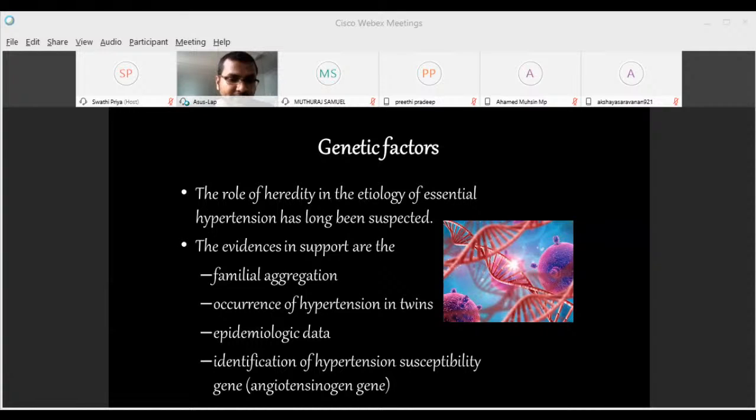That is, epidemiological data means that it deals with the incidence, distribution, and control of diseases, and the identification of hypertension susceptibility genes. Okay, and in the racial and environmental factors, various environmental factors have been implicated in the development of hypertension, including excessive salt intake. Why is excessive salt intake a major cause of hypertension? Because salt contains sodium. So if there is intake of more sodium, that can lead to hypertension.